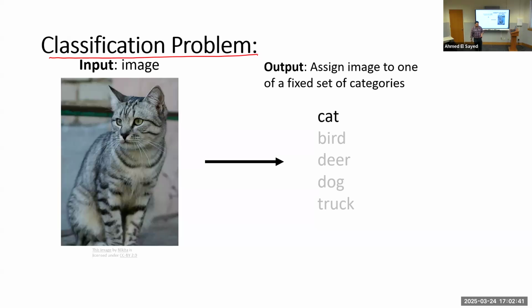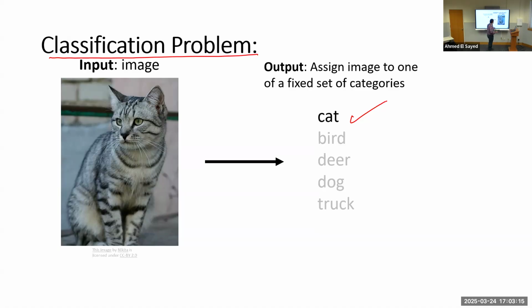What does all of this mean? It means that I have an image that includes objects, and inside this image I'm trying to say what type of object is included. Does this image include a cat or bird or deer or dog or truck? According to that, the correct class is cat. That's based on our intuition as humans.